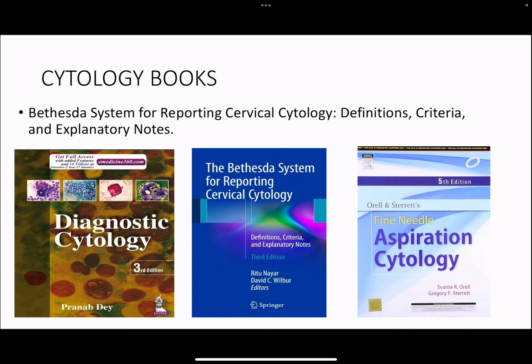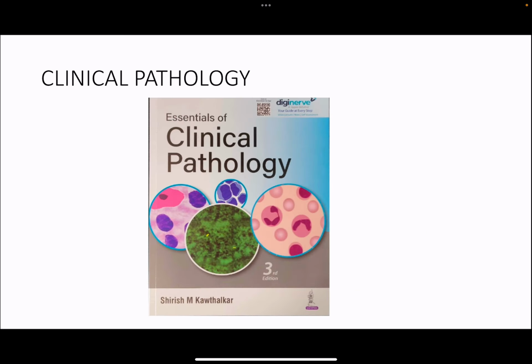Books for cytology: for Pap smear, the Bethesda system for reporting cervical cytology is the standard book for Pap smear. And for other FNACs, we refer to Orell's cytology. Orell's cytology is a very standard book. It is a high volume book. So I have referred to Orell's cytology and the Bethesda system for cervical smears, Pap smears.